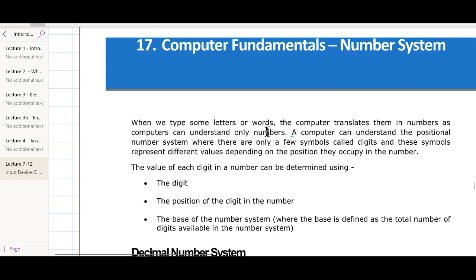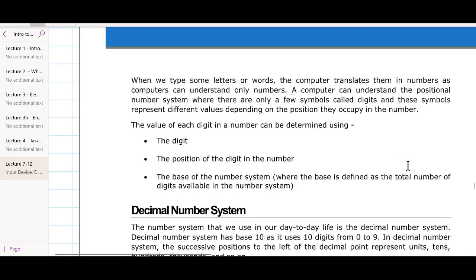When we type some letters or words, the computer translates them into numbers, as computers can only understand certain numbers. Actually, not all numbers, only certain numbers. A computer can understand the positional number system, where there are only a few symbols called digits, and these symbols represent different values depending on the position they occupy in the number. So the value of each digit in a number can be determined using the digit itself and the position.